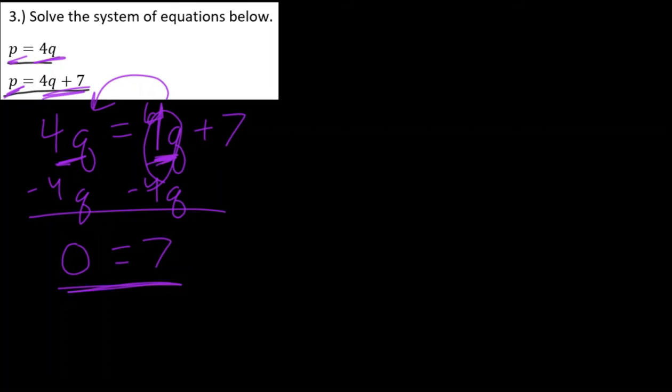Now, let me ask you this. Our Q's are completely gone. We're no longer solving for Q. And is 0 equals 7 a true or false statement? And in this case, it is false. So, whenever your variables completely cancel out, they're completely gone, and you have a false statement, what this means is that our system has no solution.